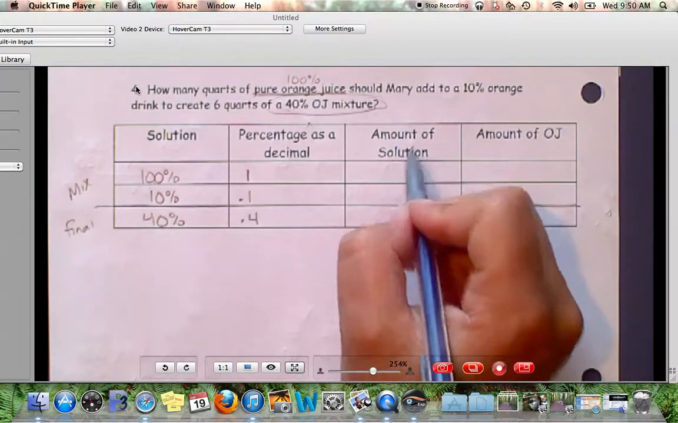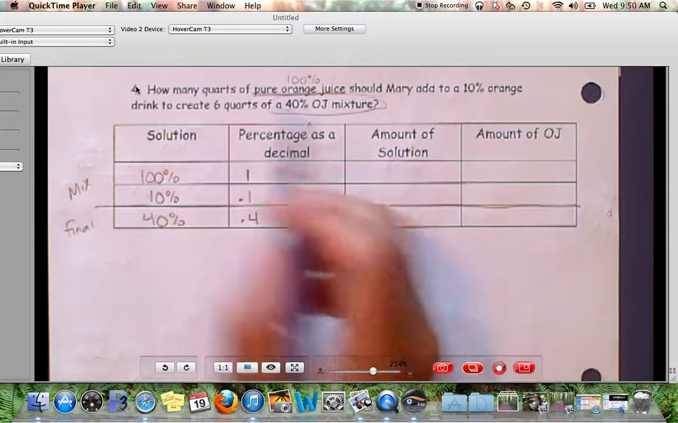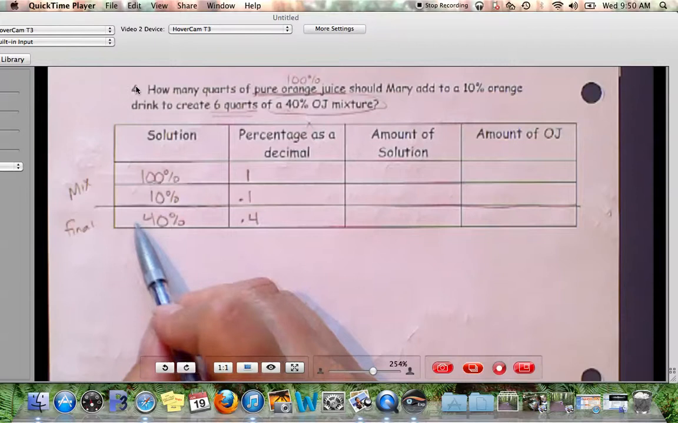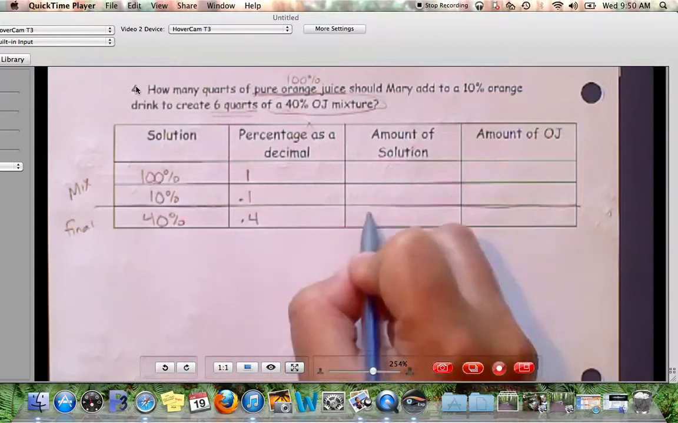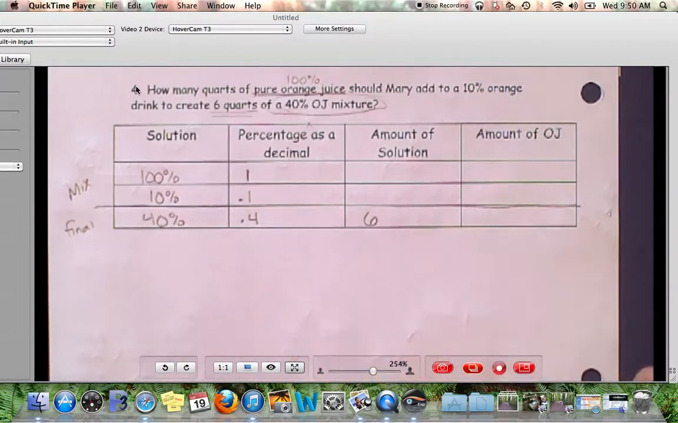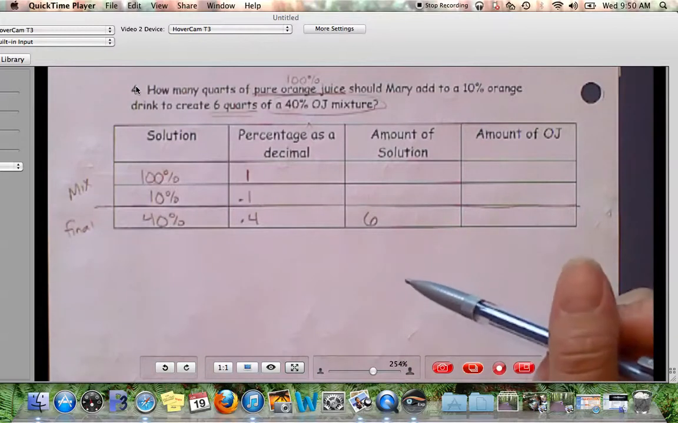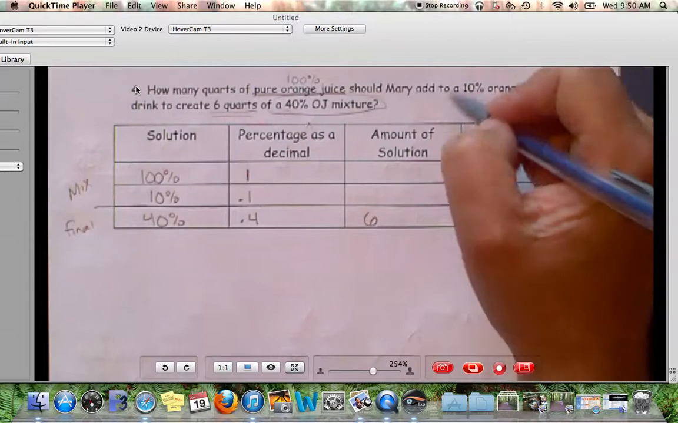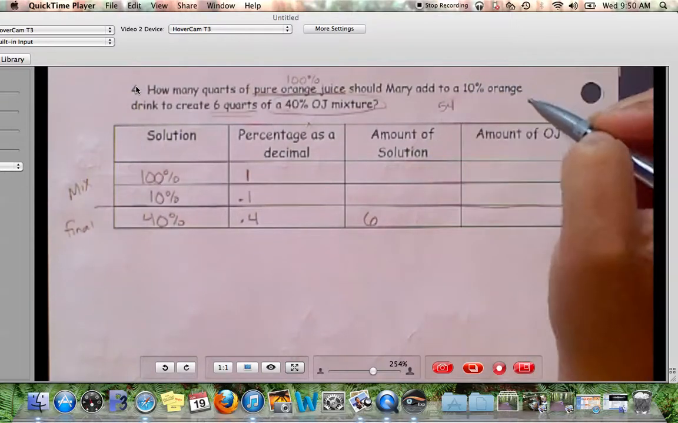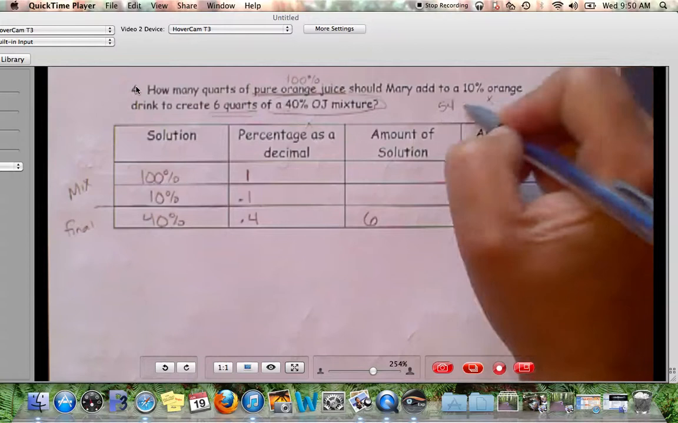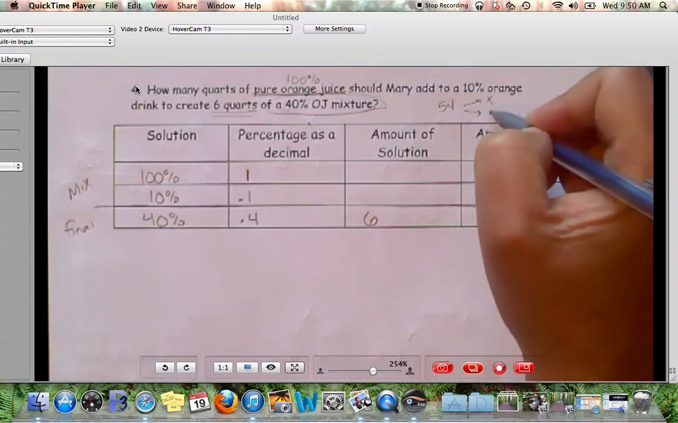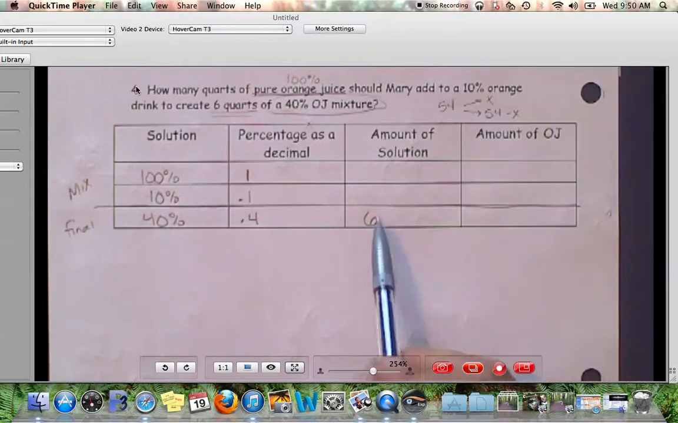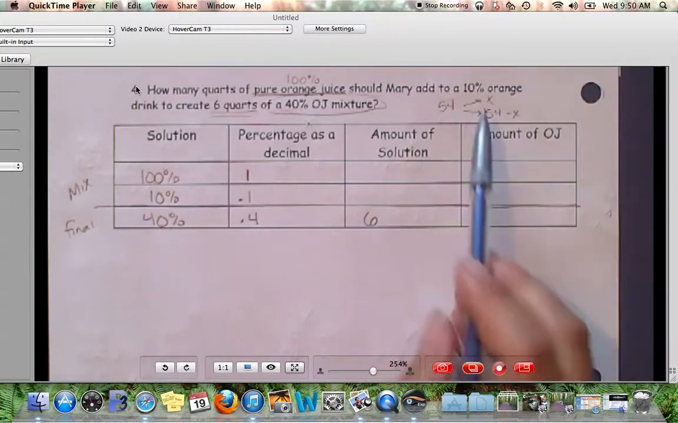Amount of solution. Now here's where this one is different from the previous problem. We want to create 6 quarts. So this time we know for our final amount we want 6 quarts, and that's all we know. Now this is similar to the dimes and nickels. If we knew that we had 54 dimes and nickels, then we called one of them X, and the other one was the total minus X. So anytime all you know is the total, then you will do exactly that.